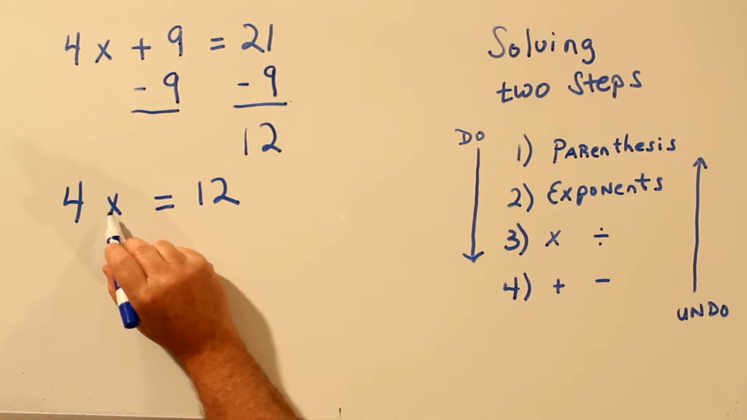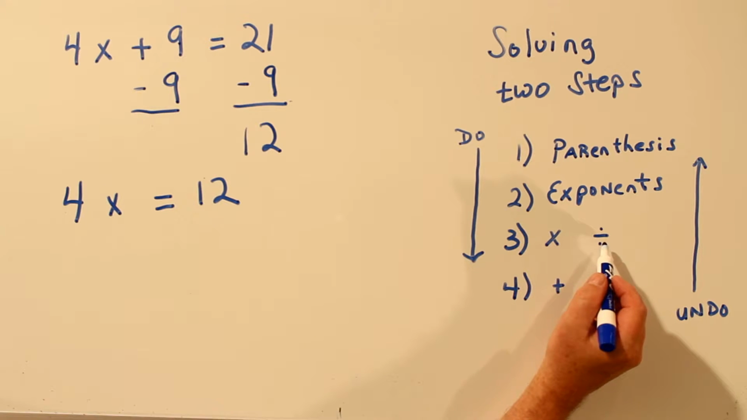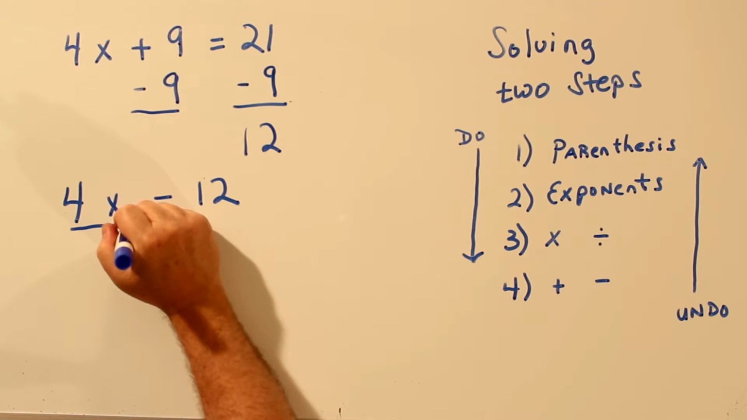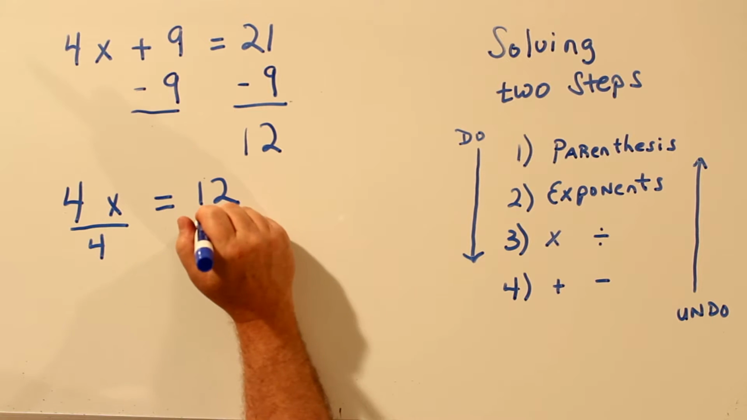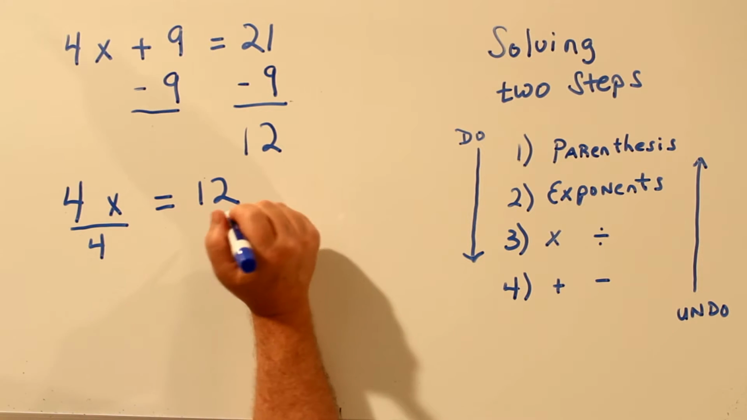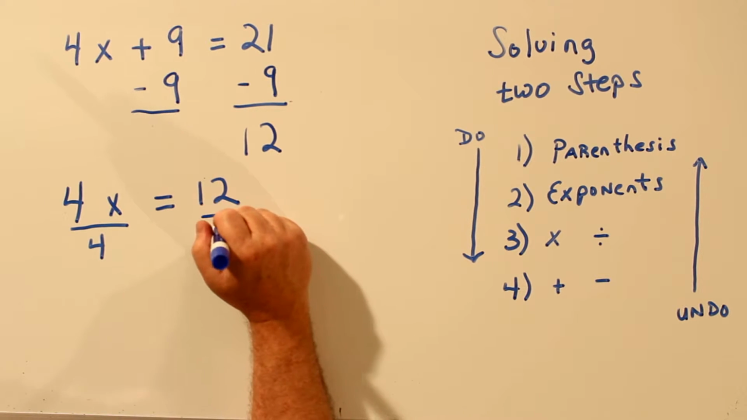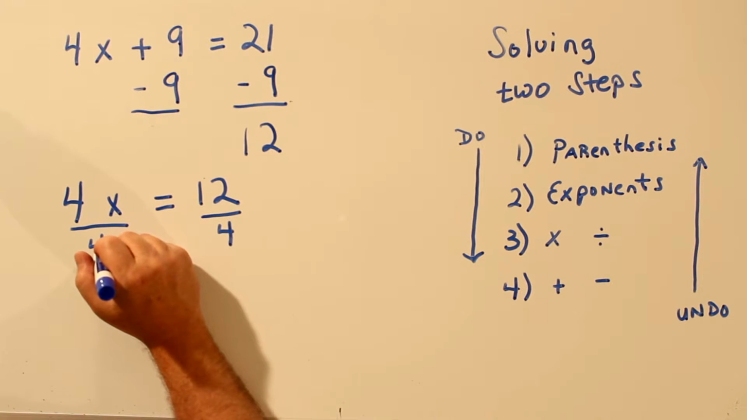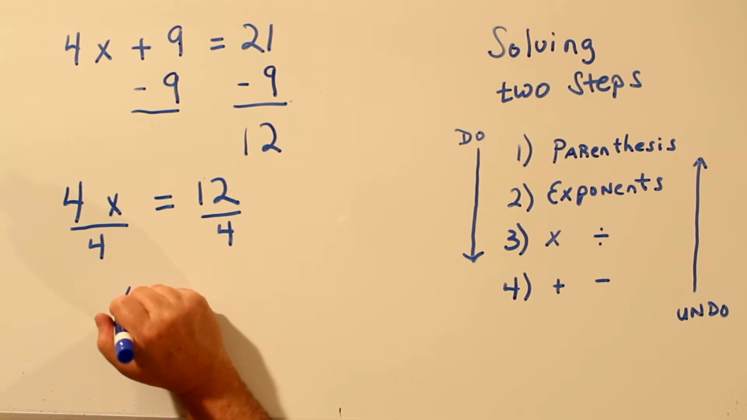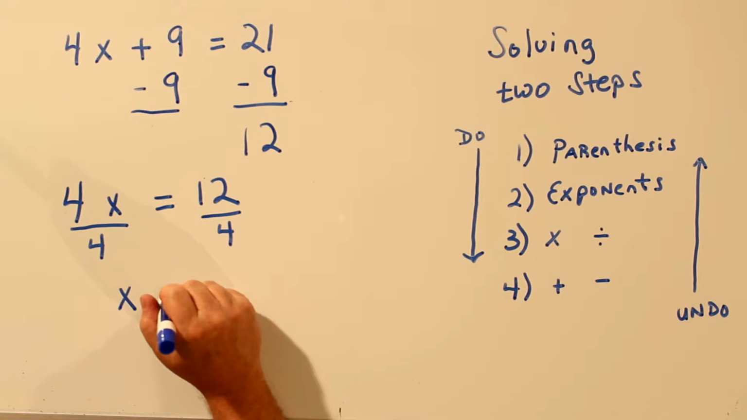In order to undo the multiplication, we use division. So we're going to divide this side of the equation by 4. And if we divide this side of the equation by 4 to keep the equation true, we're going to divide this side of the equation by 4. So 4 divided by 4 is 1. So 1x is x. 12 divided by 4 is 3.